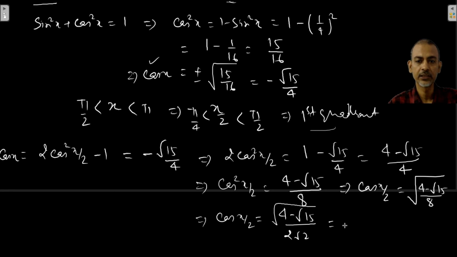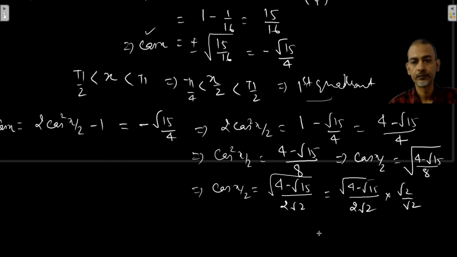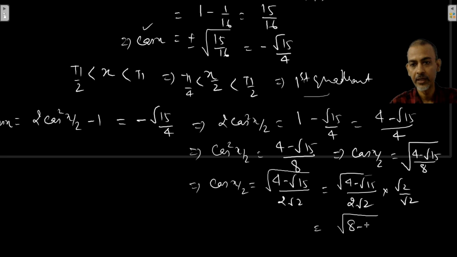So what I'll do is I'll multiply it by root 2 in the numerator and denominator. So 2 root 2 into root 2 divided by root 2, right? So what will this become? This will become (8 minus 2 root 15) divided by 4. I could have just left it here, and I would have preferred to keep it here, but since the answer is given in this format, I am just trying to change it to this format. That's the square root of (8 minus 2 root 15) by 4, alright?